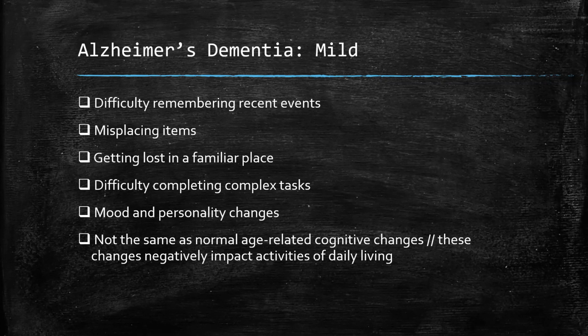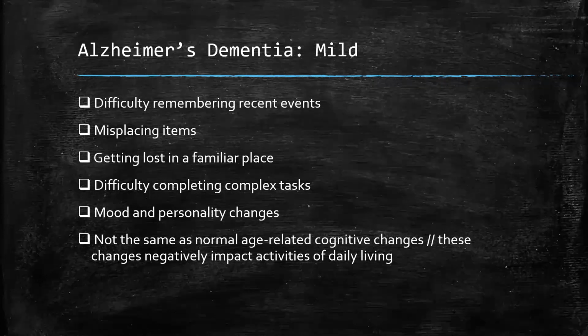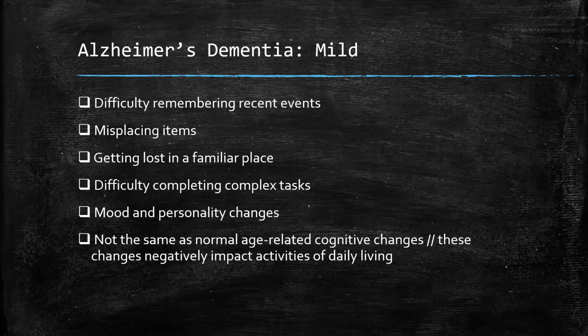It's important to know, and we'll talk about mild cognitive impairment later, but the changes that we're seeing in the mild stages of Alzheimer's dementia are not the same as normal age-related cognitive changes. So the cognitive changes that someone needs to experience to be considered mild Alzheimer's would be something that's negatively impacting their activities of daily living. So they can no longer get dressed, they can no longer run errands on their own, they can no longer volunteer, things like that.